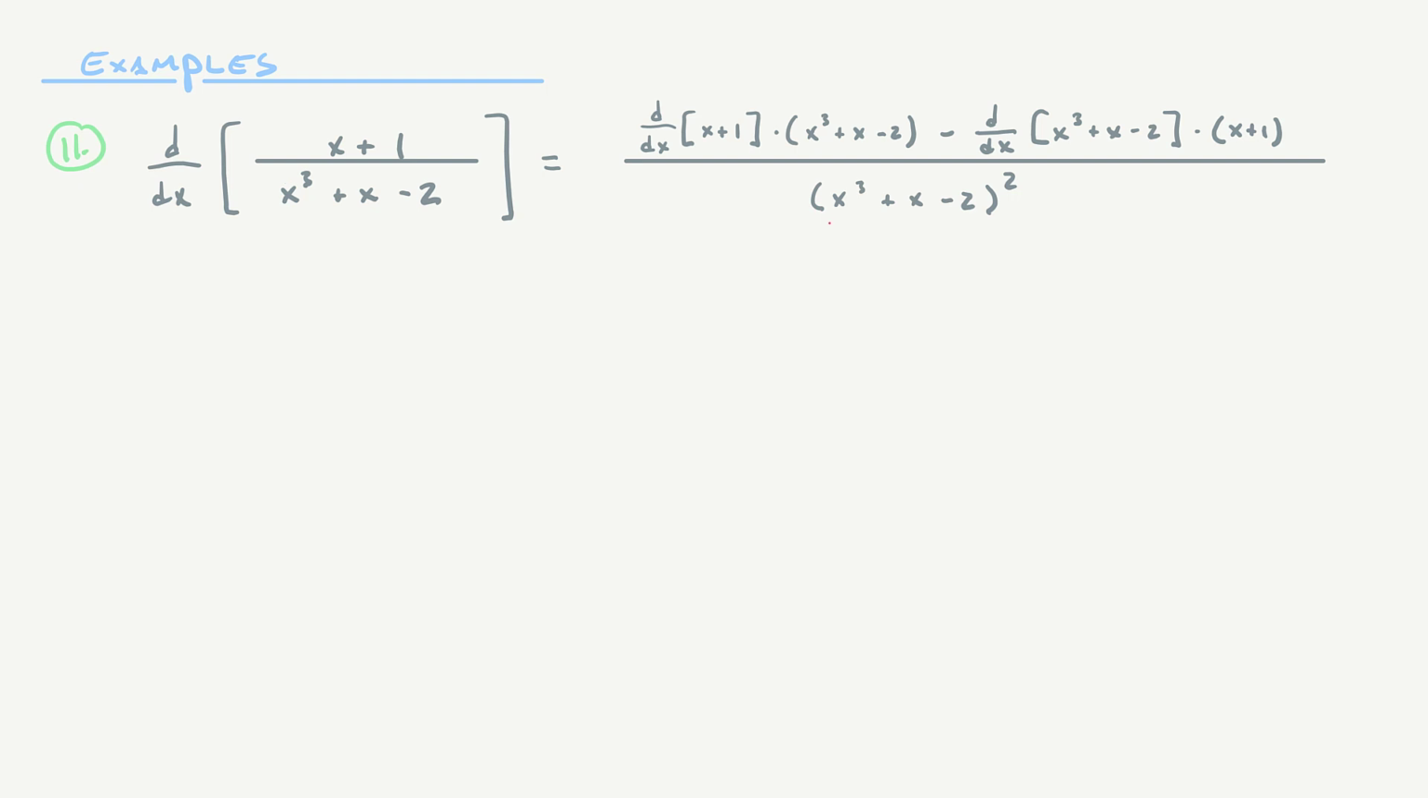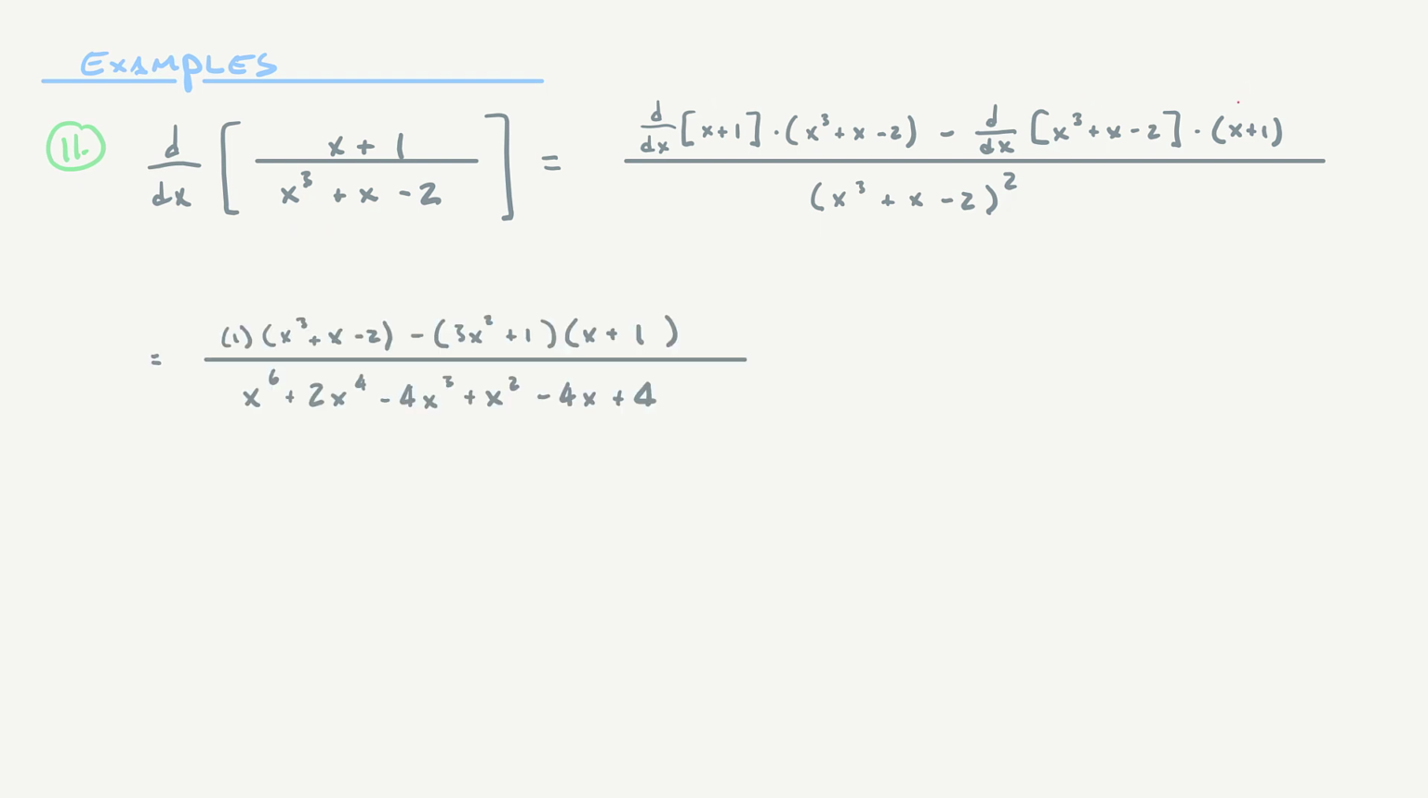First and foremost, notice that the denominator is the same. All I've done is squared it, and that's just how the quotient rule goes. And then in the numerator, we've got our f prime g minus g prime f. So we have the derivative of x plus 1 times x cubed plus x minus 2. That's the derivative of our f of x, quote unquote, times g of x, minus the derivative of our g of x times f of x.